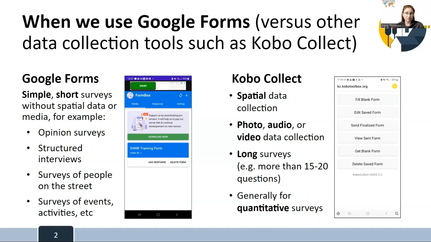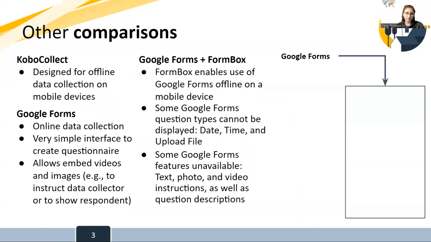Kobo Collect is really designed for data collection on mobile devices, so it's got a lot more options. You can collect spatial data and media files, so you can take photos and record audio and video all within the app. It's really well designed for longer surveys, maybe more than 20 questions. And it's generally used for quantitative or numeric survey data collection, but it really does support qualitative as well with the media options.